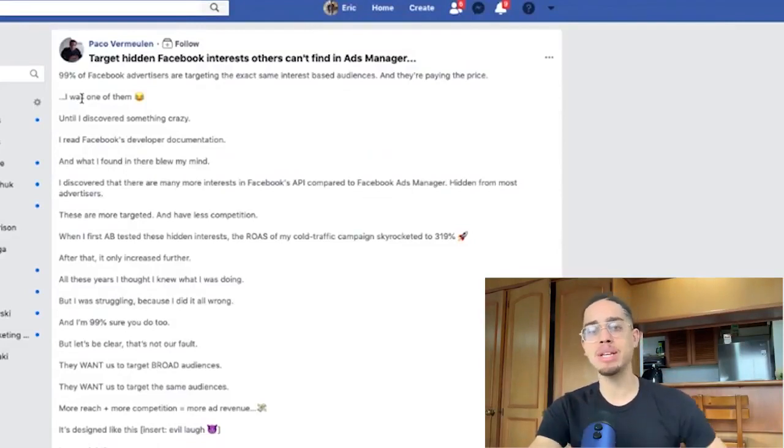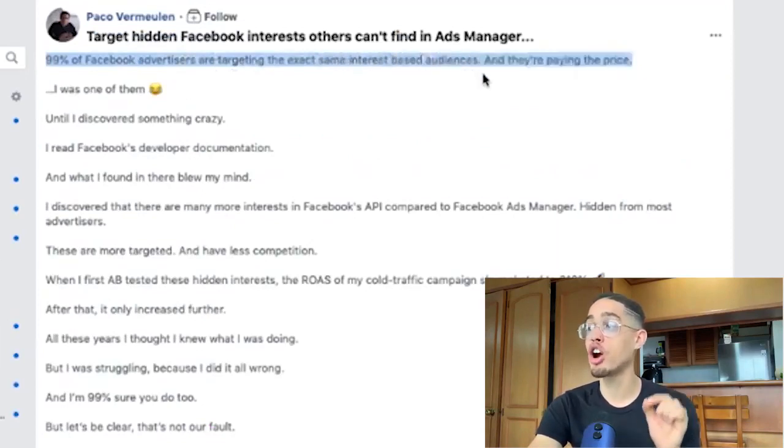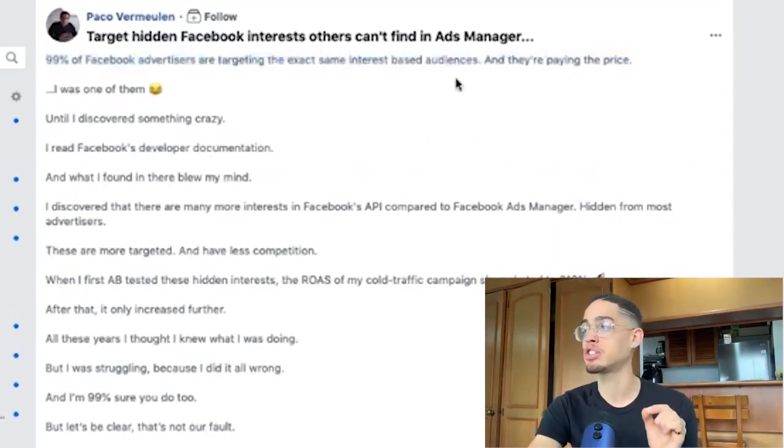within this ad is they followed the hook story offer method, taught to me by Russell Brunson and Dean Graziosi. I was at Funnel Hackers Live. Hook, story, offer, that's how you write ad copy. So what is their hook? 99% of Facebook advertisers are targeting the exact same interest based audiences and they're paying the price. That is a hook, that is a bold statement. 99% of Facebook advertisers. So who is his target audience? Facebook advertisers, he literally has it in the hook.